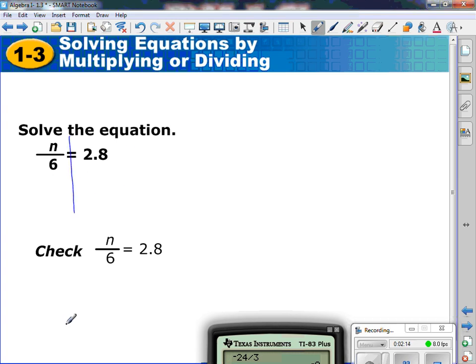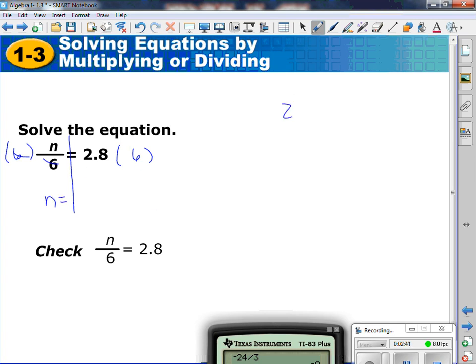Draw my wall. My variable's on the left. What's happening to my variable? It's getting divided by. So I'm going to put multiply by 6, multiply by 6. What's 6 divided by 6? 1. So it really says 1n, which is just n.